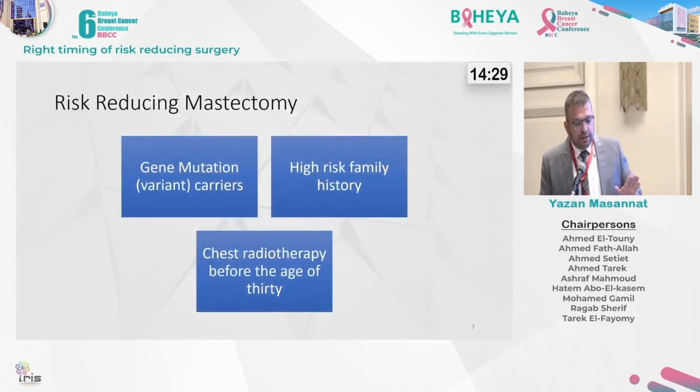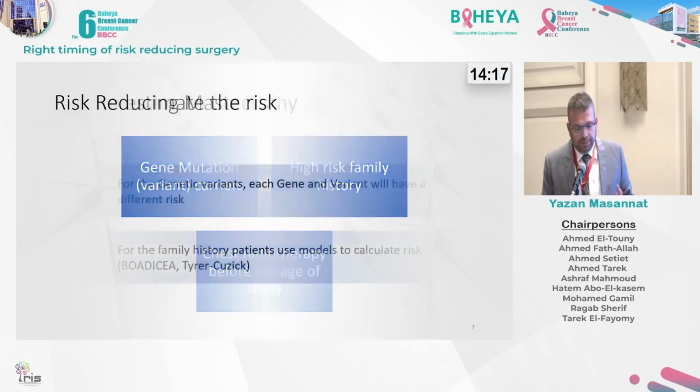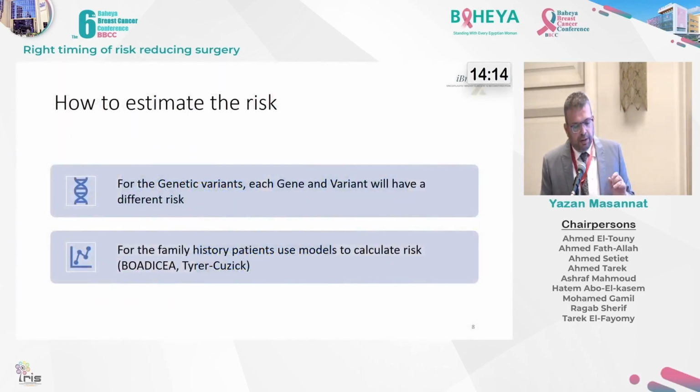When you look at the risk-reducing mastectomies for patients that never had tumors before, we need to look at three main categories: the gene mutations, the high-risk family history, and the patients that had previous chest wall radiotherapy before the age of 30. And it's not that difficult to estimate the risk, but you need a team to be able to do that.